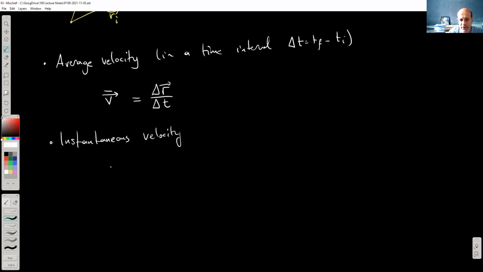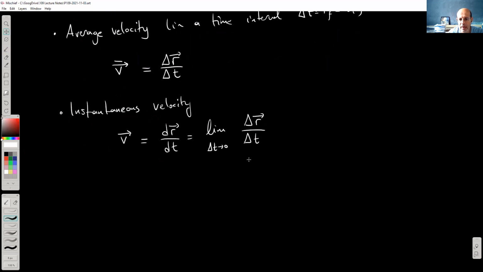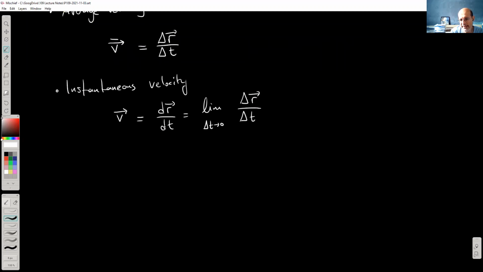All right. So the instantaneous velocity is again a vector, but there's no bar in here, is basically the time derivative of the position. And we know the meaning of this. That's basically the limit of the average velocity over a very short time interval when the time interval goes to 0. Okay. So all of these quantities can be expressed in terms of the components as well.